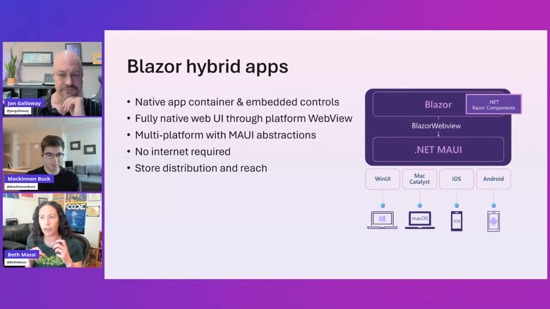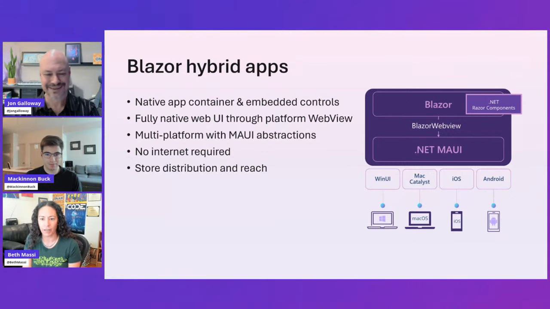There's no internet required to run your app itself. The UI itself, the web UI, is packaged with the app and distributed with the app. So this gives you access to the stores, right? So if you need more reach via your Apple or Google Play stores, you've got it. All right, and really at the end of the day, it's just the Razor components, right? And I'm going to show you how we can build these so that they work on both.